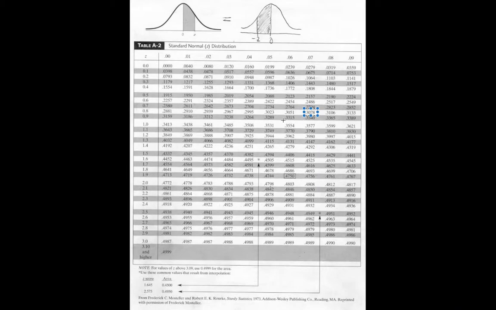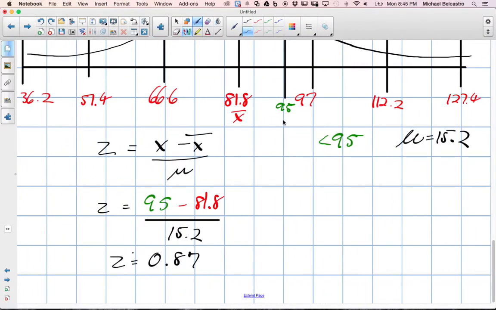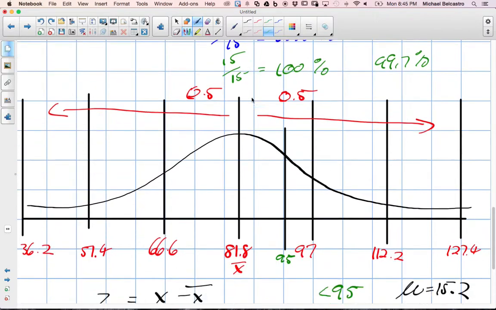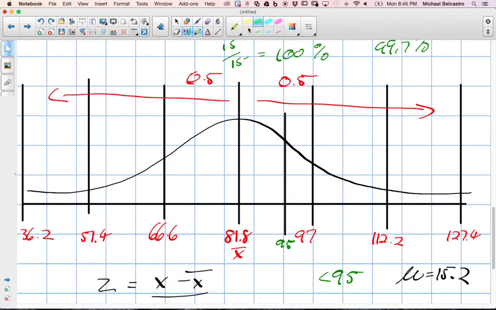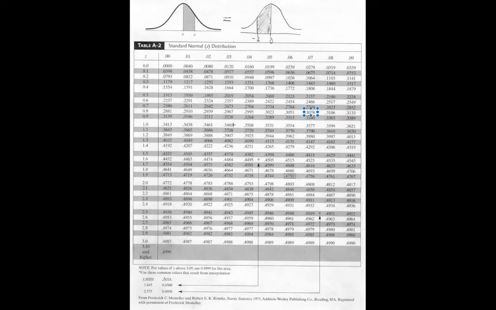0.3078. So let's go back. What it's saying is that from the mean, because remember this is being calculated from the mean, from here to 95 is, what was the number? I should memorize it.